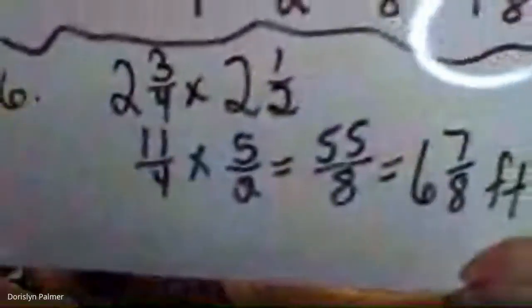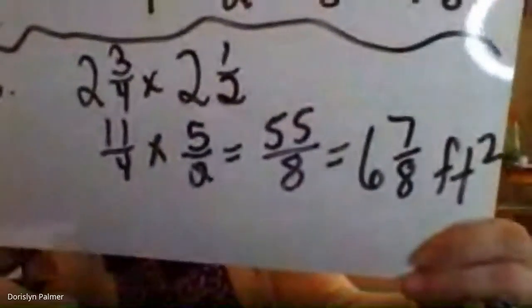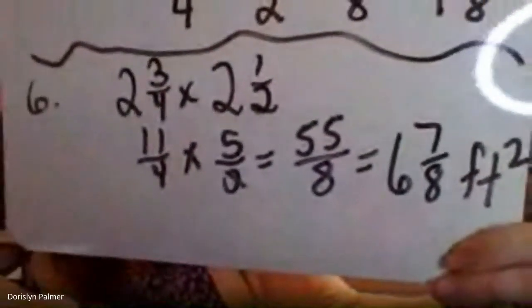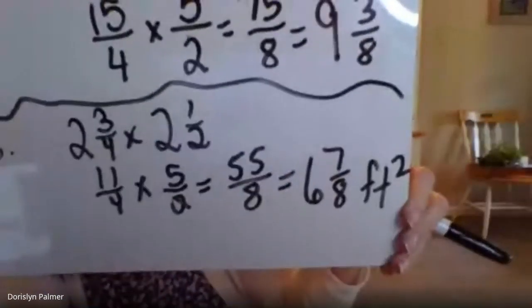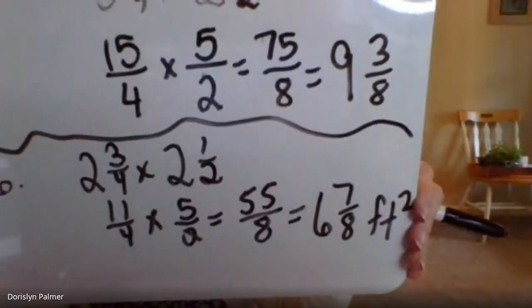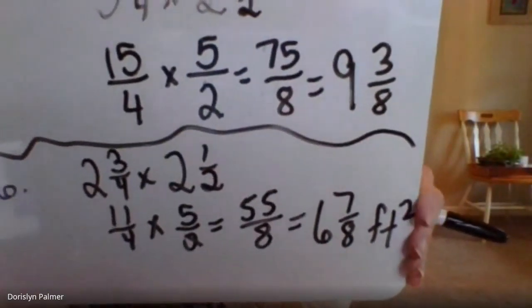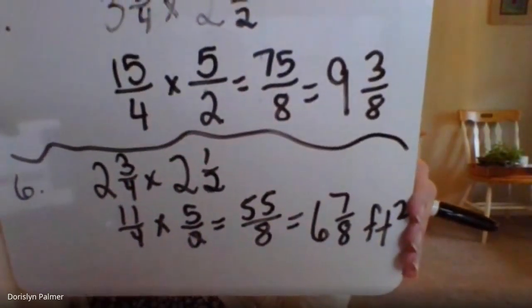Good. Okay. A lot of work. I think I wrote it down like you said. 6 and 7/8. The only thing I would do is make my feet squared because they're talking about area. So I put that little 2 above my feet. Square feet. Because when we talk about area, we call it square feet. But all your math is really good, Grace.